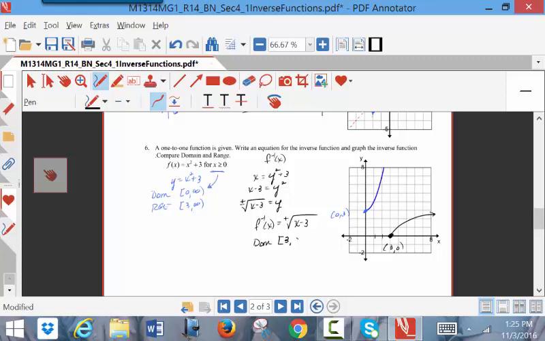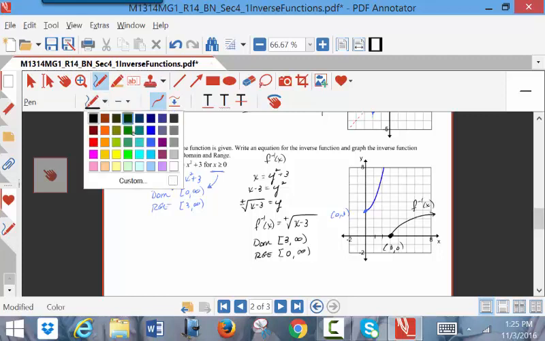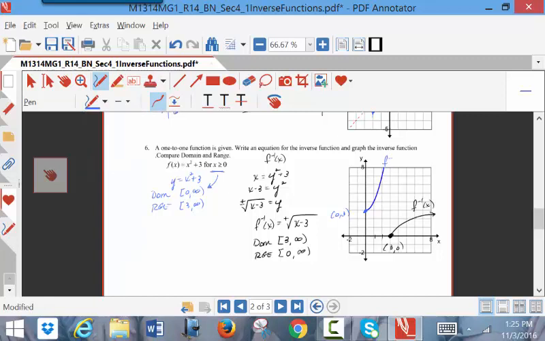So this domain is 3 to infinity. My range, remember, is my y values. And so my y values are running from 0 to infinity for my inverse function. Now I want you to compare the domains and the ranges of the blue line, which was my original function, and the black line, which is my inverse. What do you see with the domain and range? They just switch. Just like the x and y variables switch, the domains and the ranges will switch.